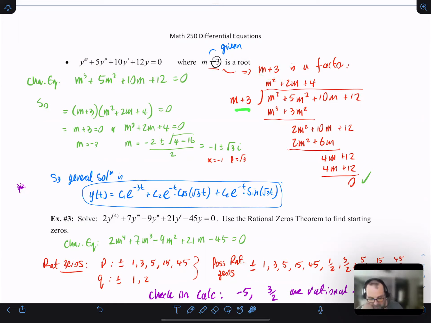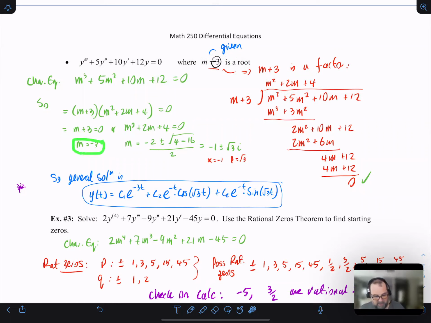So if we do long division to divide it out, follow this long division problem. This one's pretty straightforward. I got a remainder of 0, which is always a positive. It means so far so good. If this does not come out to be 0, it means something is wrong. This has to come out to be 0. So if that comes out to be 0, then we know this is the rest of the polynomial. Our polynomial factors into m plus 3 times m squared plus 2m plus 4.